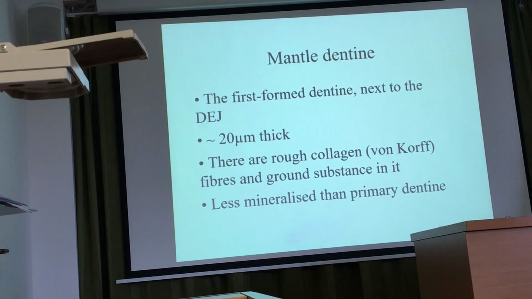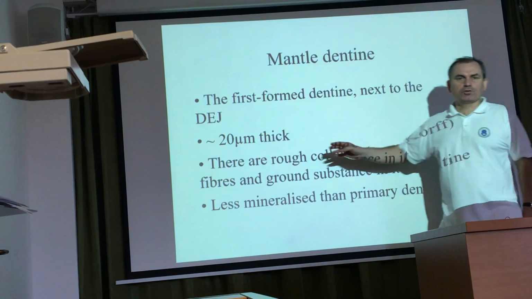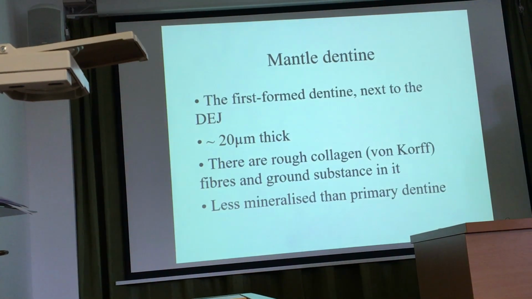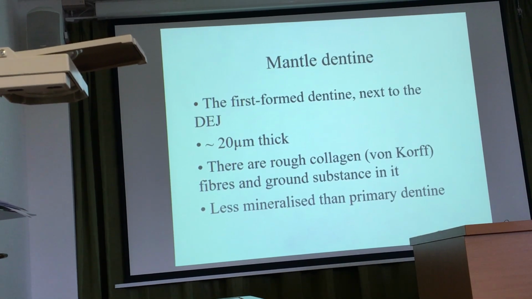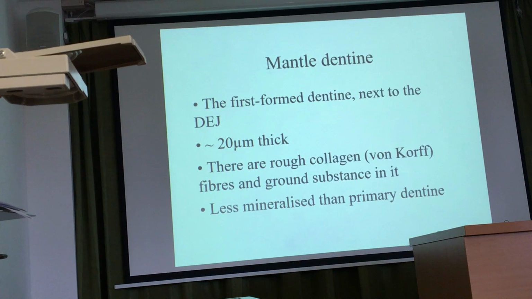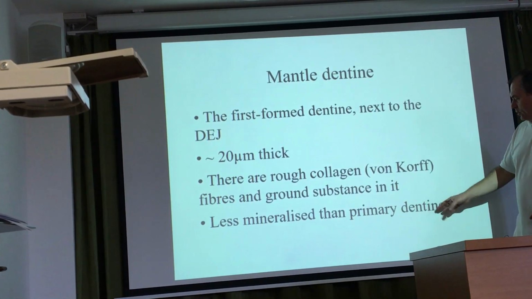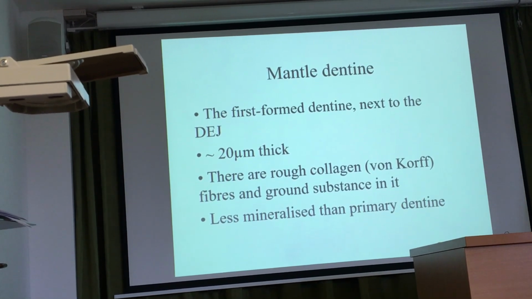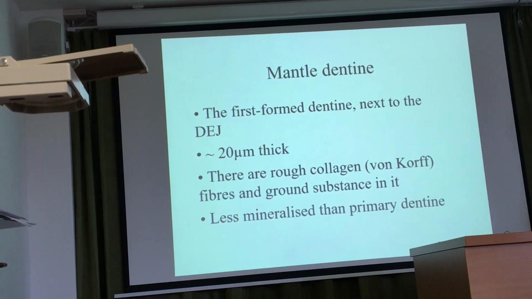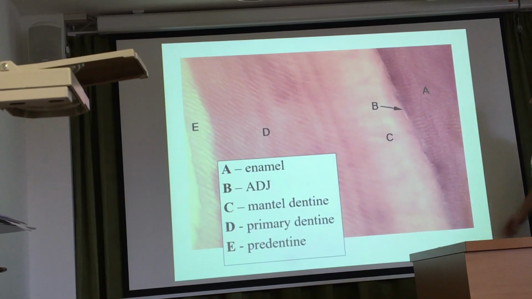These Korff fibers are collagen fibers perpendicular to the surface and to the dentino-enamel junction, and very rough fibers, and between them there are amorphous calcium phosphate crystals, apatite crystals, amorphous apatite crystals. After this production is finished, the mantle dentin production, which is less mineralized, new dentin, very regular, very mineralized dentin, which is the first primary dentin, is formed.